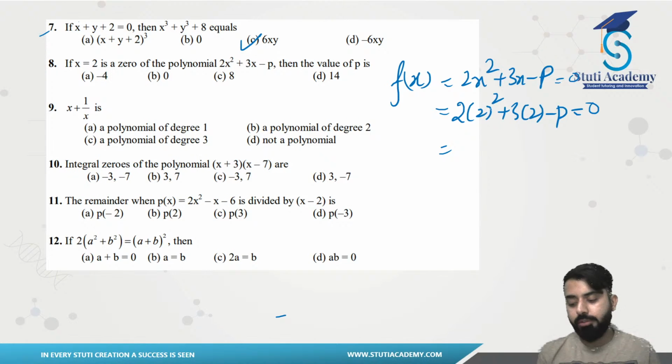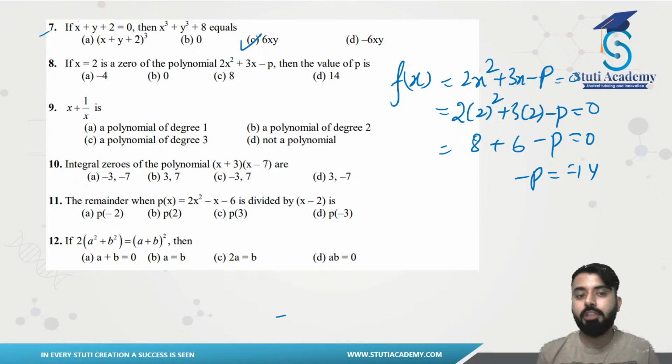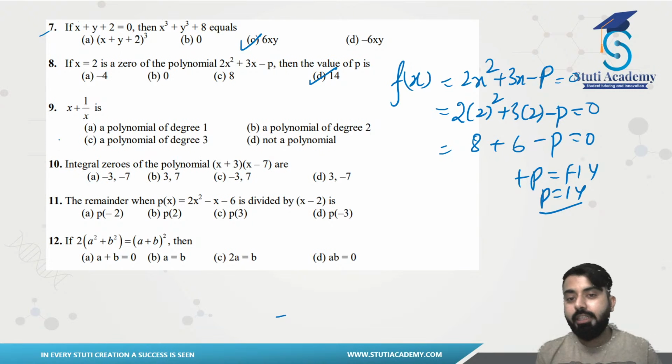So 2 into 2 square, you see, it will be 2 into 4, that will be 8. 3 into 2, that will be 6, minus p equals 0. So you see, minus p will be minus 14. P will be 14. So your final answer will be what? It will be the option, right? Understood? Quite easy.